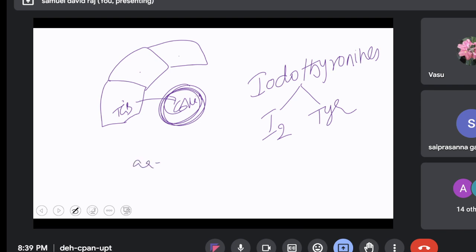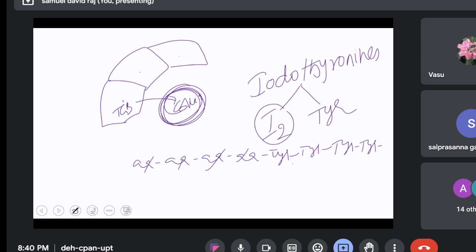Thyroglobulin is a large protein with a number of amino acids. Of these, nearly 100 to 120 amino acids are tyrosines. The remaining are different amino acids. And the iodine gets attached to these tyrosines. Hence, these hormones are called iodothyronines. When only one iodine is attached to tyrosine, we call this monoiodo.